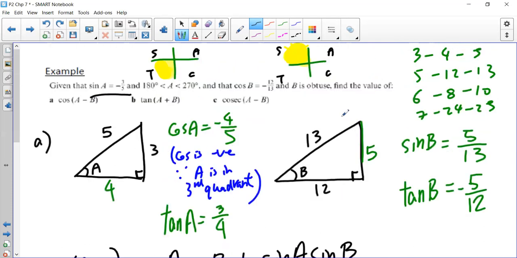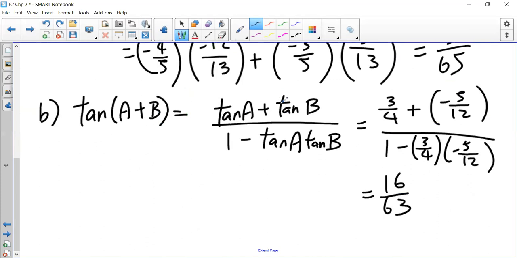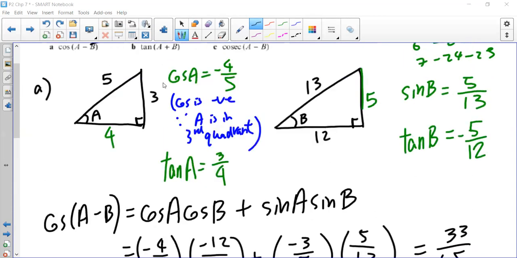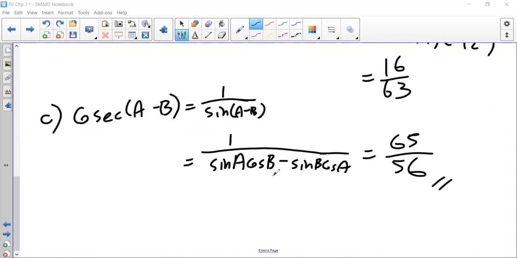Now for part C, pause the video, have a go at the question, cosec(A minus B). Okay, cosec is 1/sine. So pause the video, have a go at the question. Okay, when you're ready for your answer, you can press play. Here's the answer. So 1/sine(A minus B). So I can use the formula sine A cos B minus sine B cos A in the denominator. Then sine A is minus 3/5. So you just put in the values accordingly. You should get 65/56. If you haven't, there should be some silly mistakes.